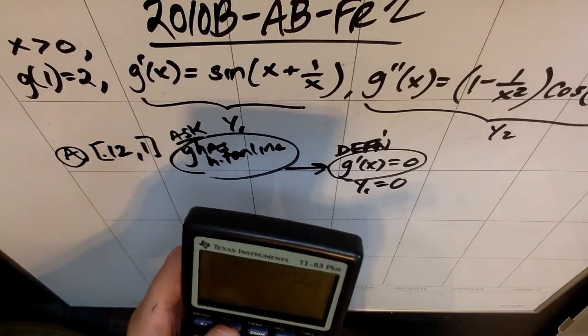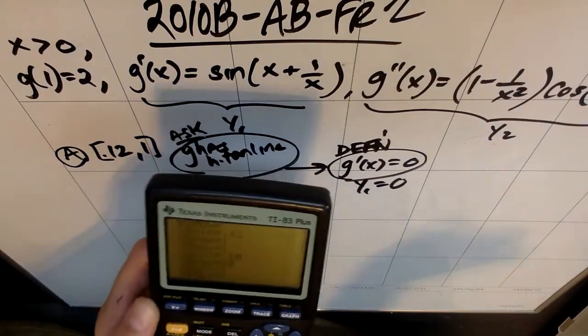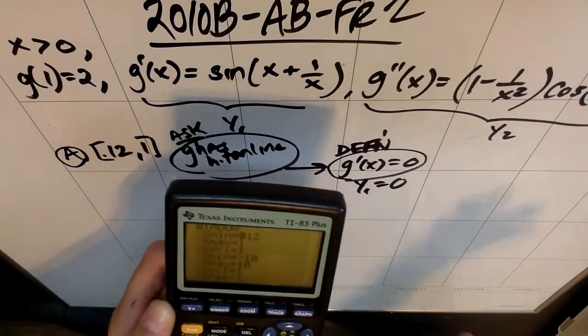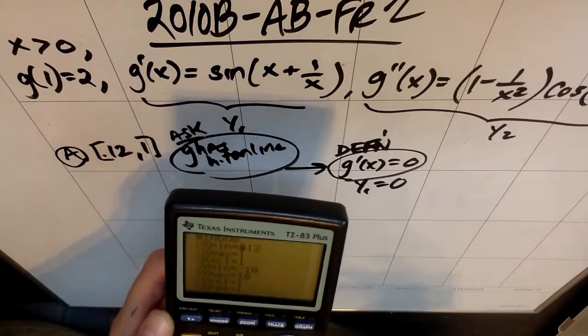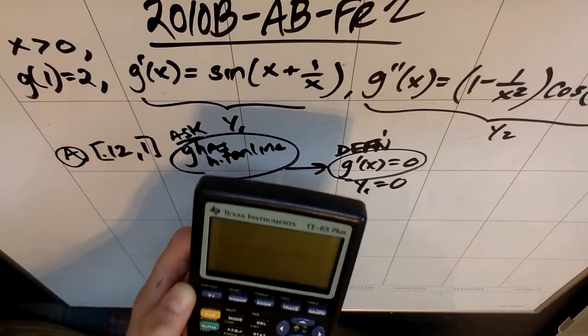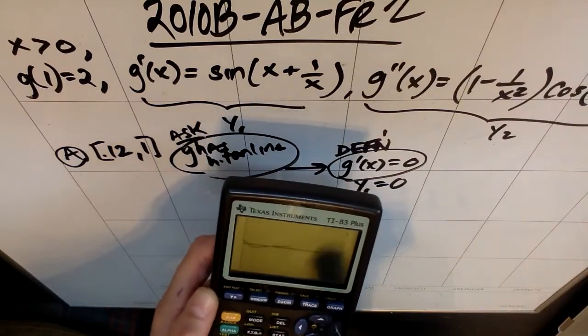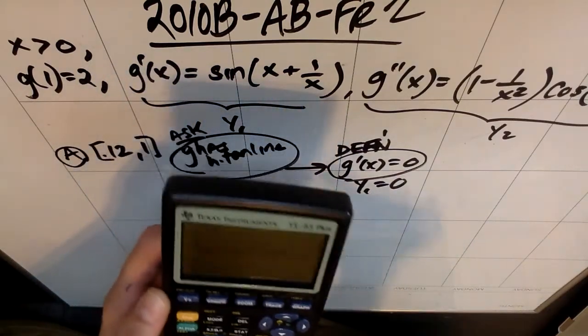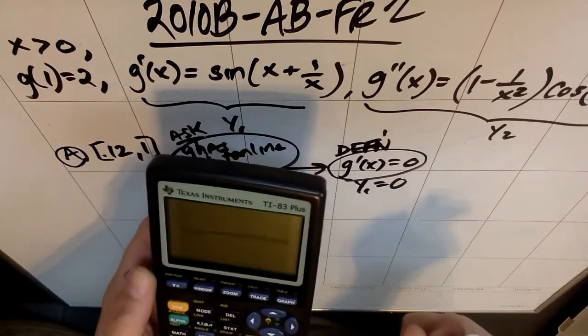And the second thing I'm going to do is go to my window, and I've actually already done this. I'm going to change my window to include 0.12 to 1 in the x direction, because that's all I care about. And then I'm going to go ahead and graph. So now, anywhere this function touches the x-axis, those are the things I want to find.